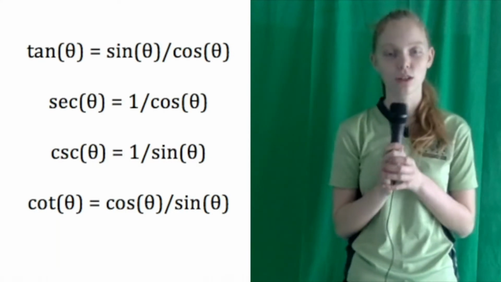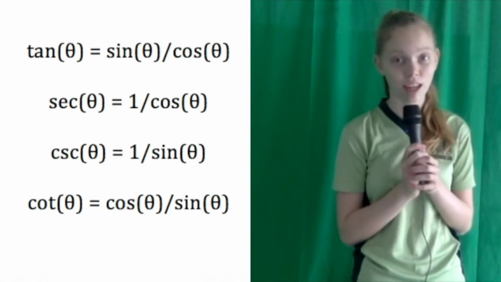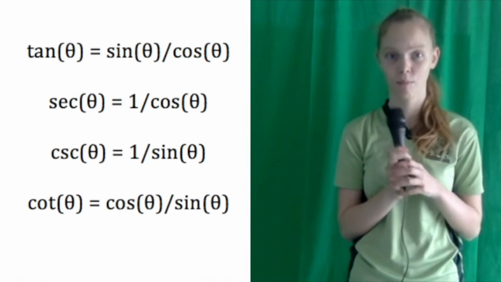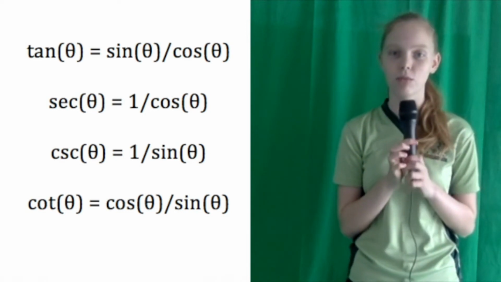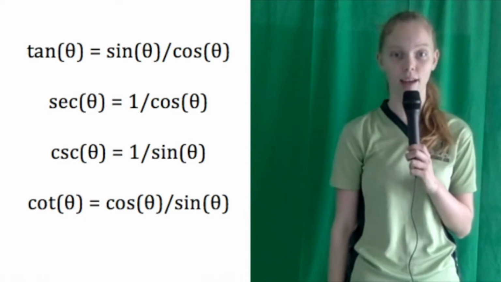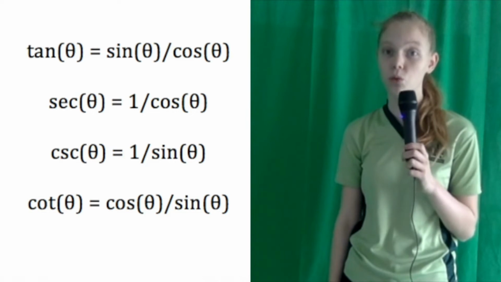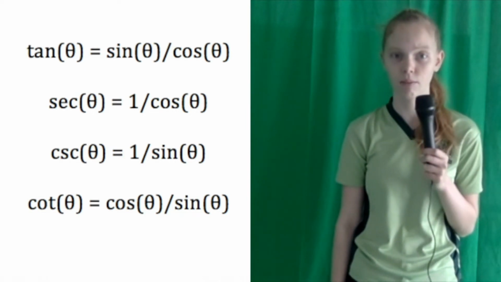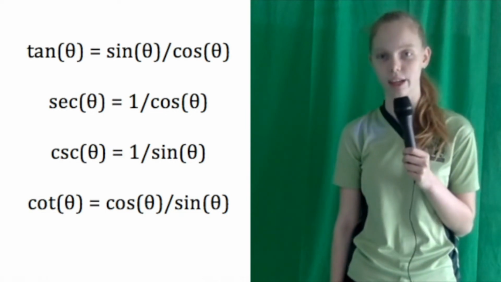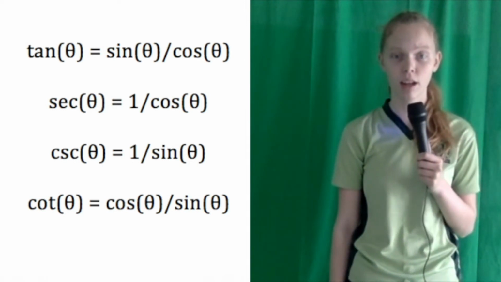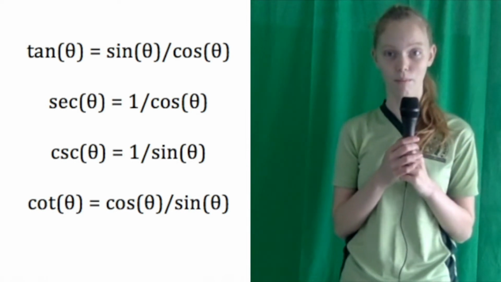Those are only 2 of the 6 trigonometric functions, but you can use these 2 to find the other 4. Tangent of theta is going to be equal to sine of theta divided by the cosine of theta. Secant of theta is equal to 1 divided by the cosine of theta. Cosecant of theta is equal to 1 divided by the sine of theta. And cotangent of theta is equal to the cosine of theta divided by the sine of theta.